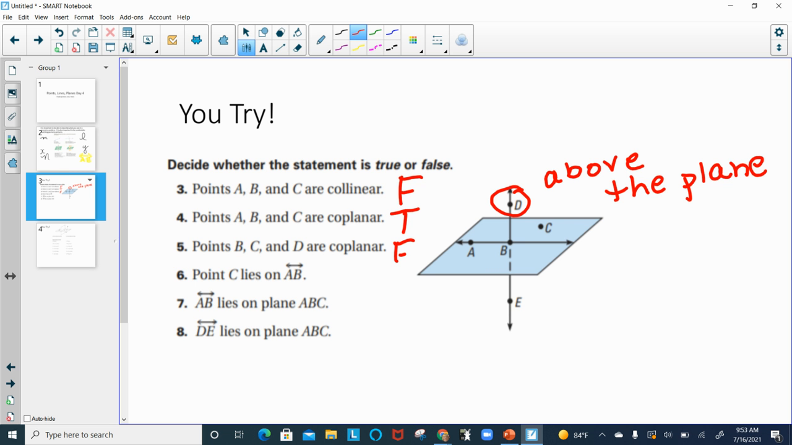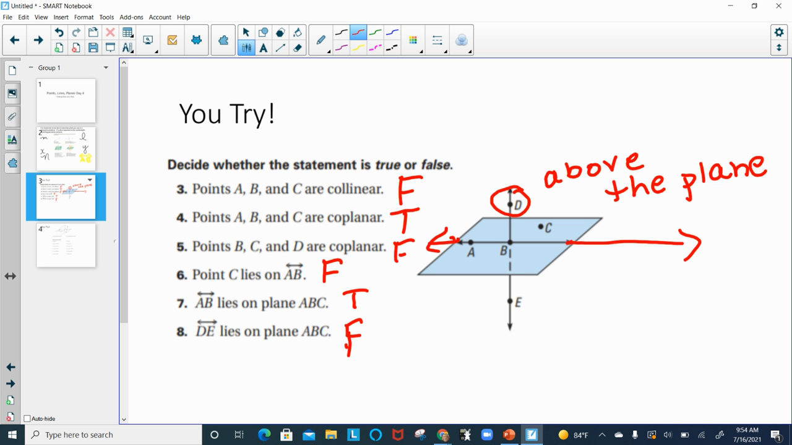Now, does point C lie on line AB? That's false. It does not, because line AB would keep going forever, and C is all the way over here. How about line AB? Does it lie on this plane ABC? Yes, it does. And does DE, this is a tricky question, lie on the blue plane? And that answer is false.